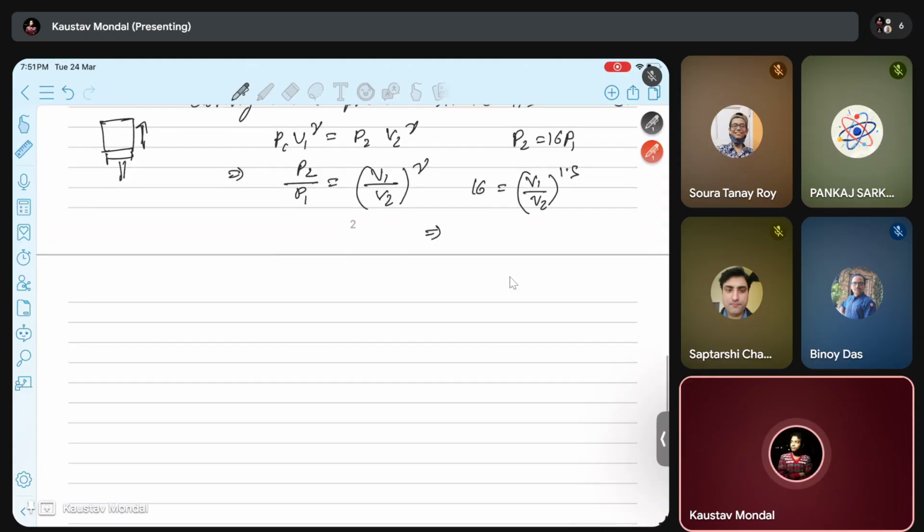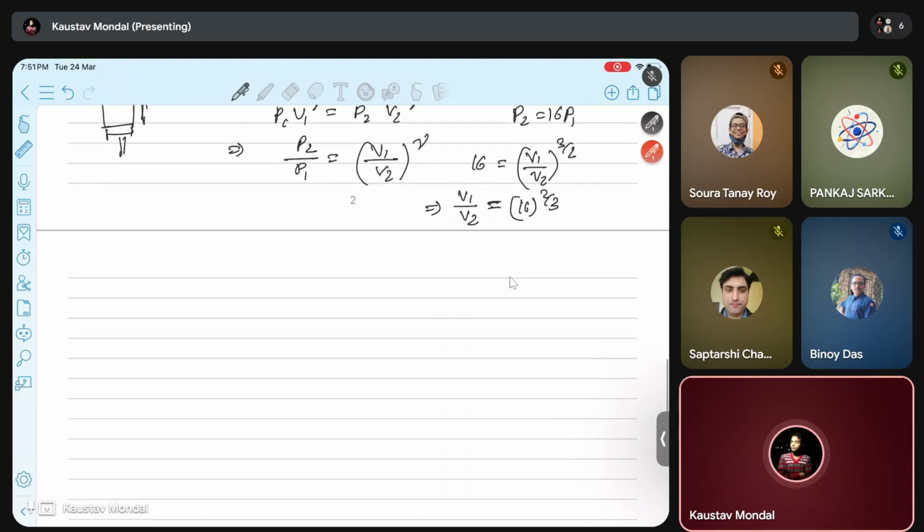Now using a calculator, you can easily calculate this. 1.5 is basically 3 by 2, right? So if you put it this side, it will become 16 to the power 2 by 3. If you calculate, it will give you around 6.35. So V1 by V2, that is the compression ratio R, is equal to 6.35. Okay. This would be the correct answer.